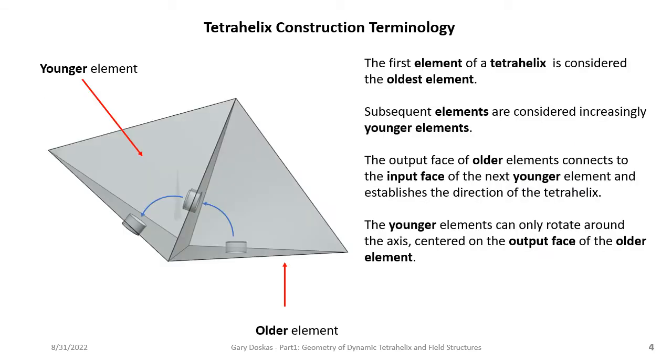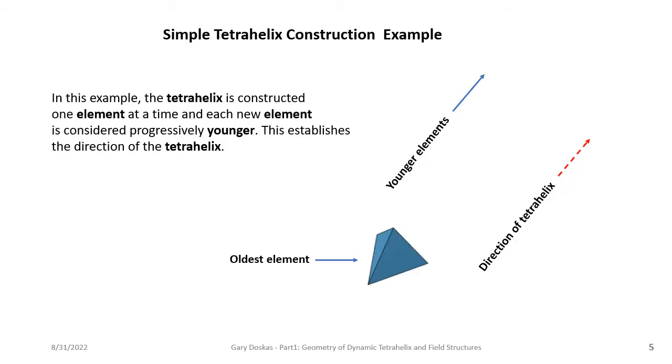Tetrahelix construction terminology. The first element of a tetrahelix is considered the oldest element. Subsequent elements are considered increasingly younger elements. The output face of older elements connects to the input face of the next younger element and establishes the direction of the tetrahelix. The younger elements can only rotate around the axis centered around the output face of the older element.